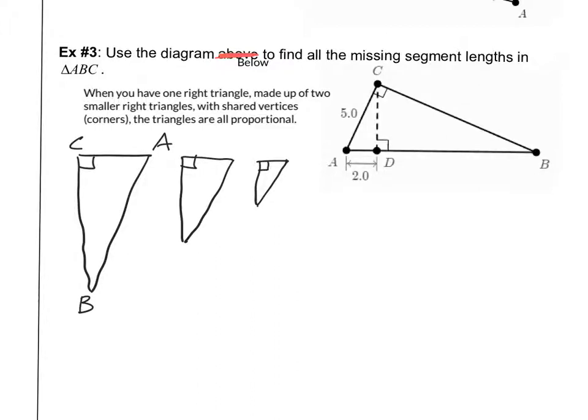Notice I went from largest to smallest. Now looking at the middle one, this is the medium one, and maybe it'll help if I highlight this because it can get a little bit confusing. Okay, looking at that middle one now, what is the right angle? Well, the right angle is at point D.